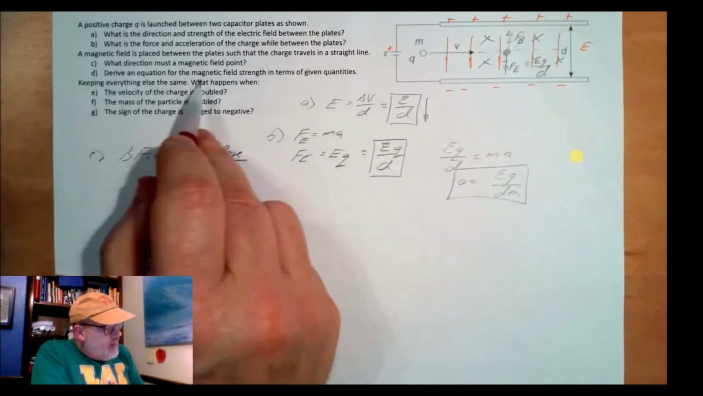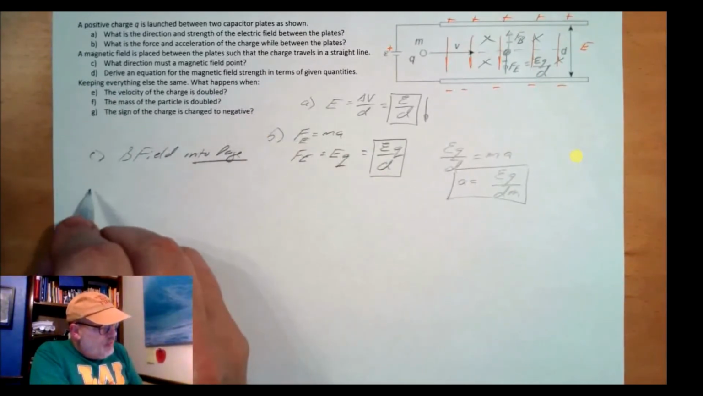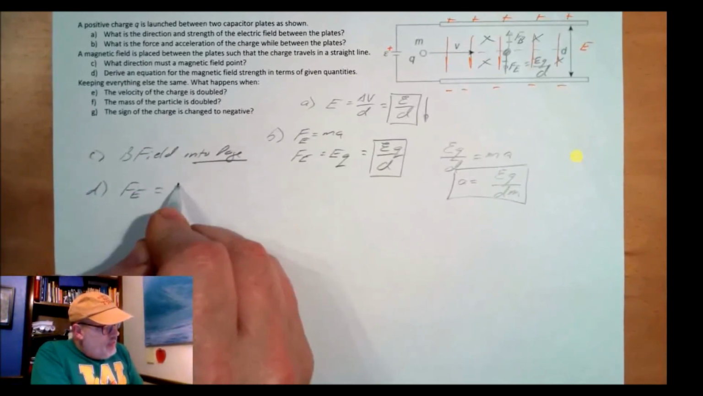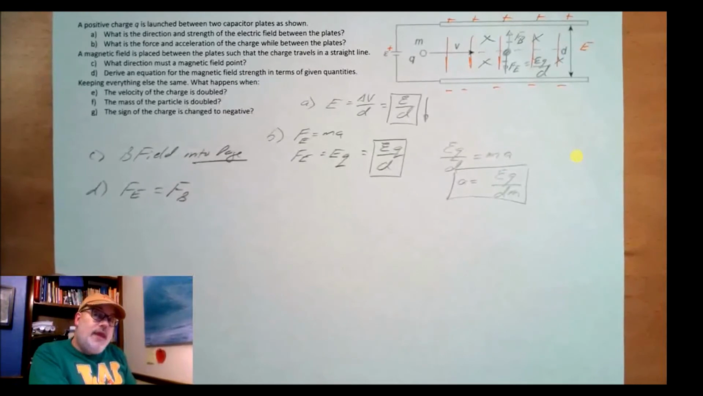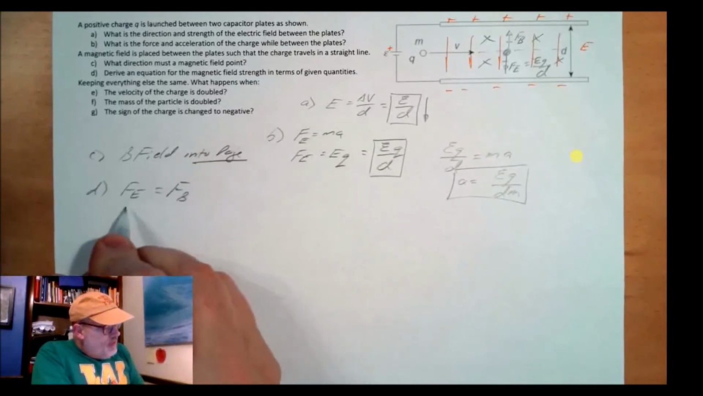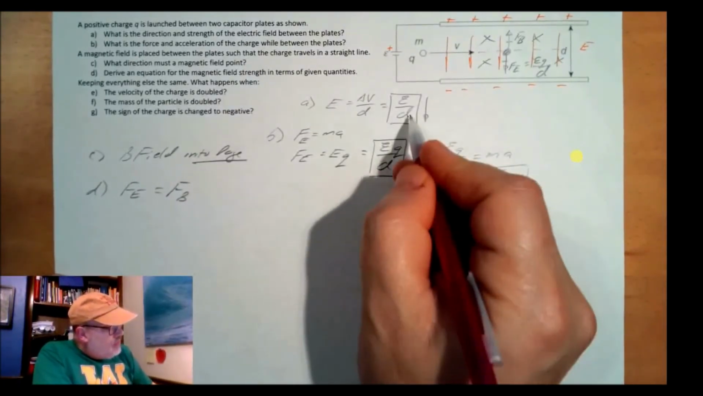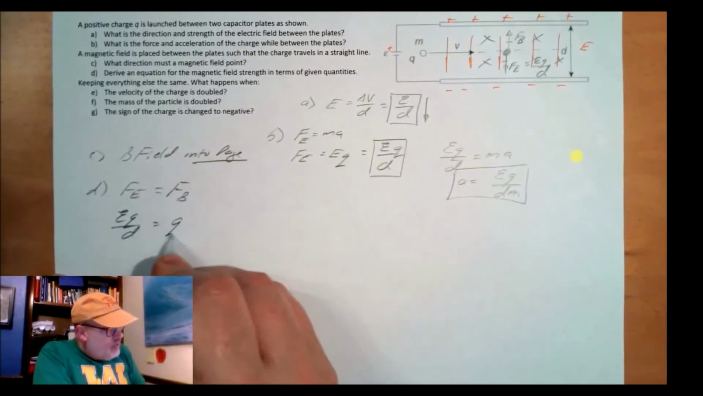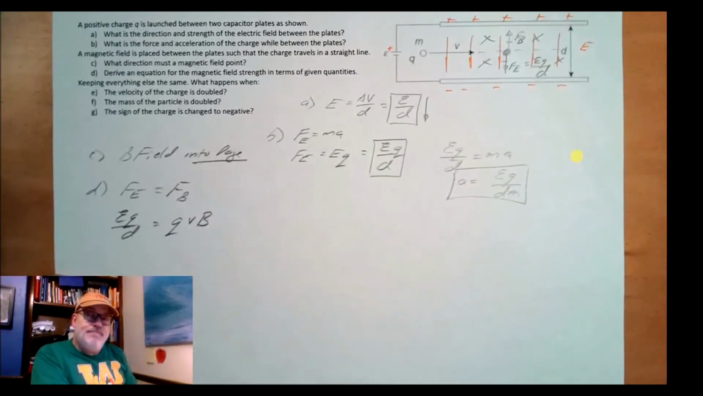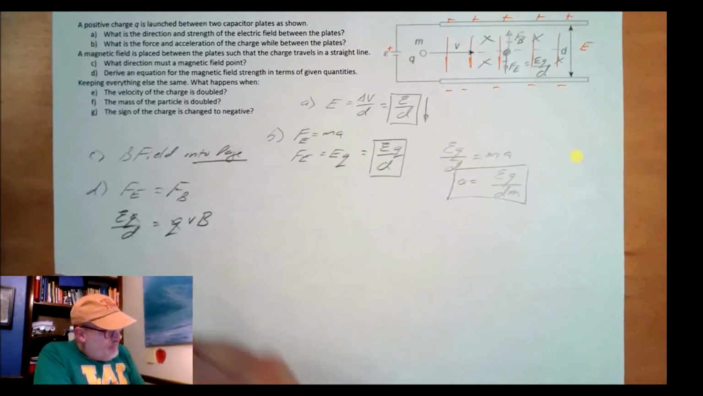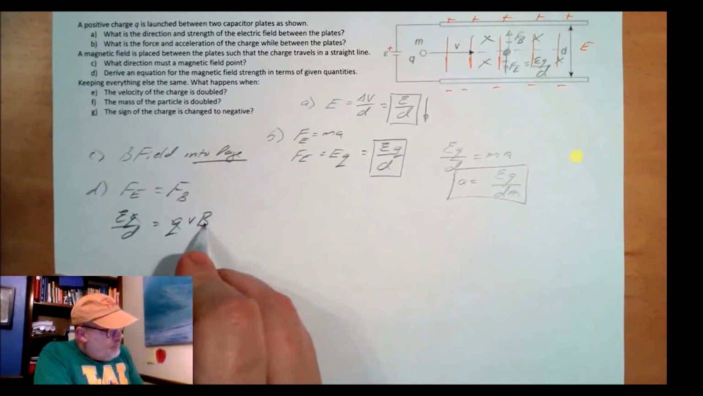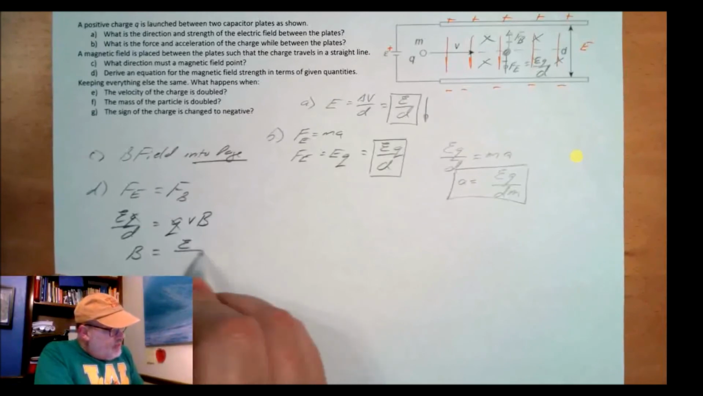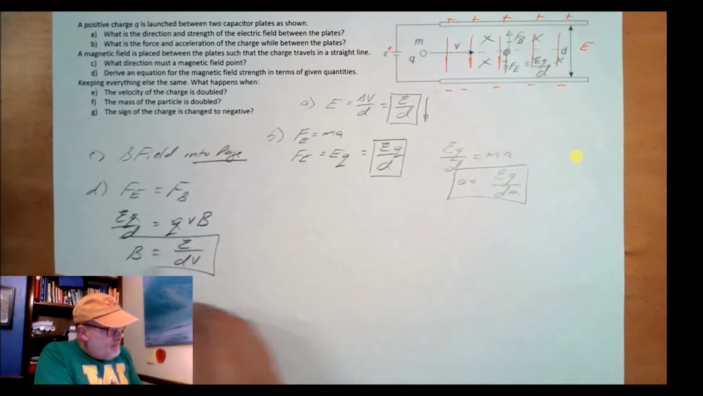Now, derive an expression for the magnetic field strength. Well, we're almost there already. The electric force has to equal the magnetic force in order for them to cancel and for it to go straight through. So the electric force we already know is going to be EMF Q divided by D, and that has to equal QVB. And so the Q cancels out, and so I'm left with, for the magnetic field, B is EMF divided by D divided by V. There we go.